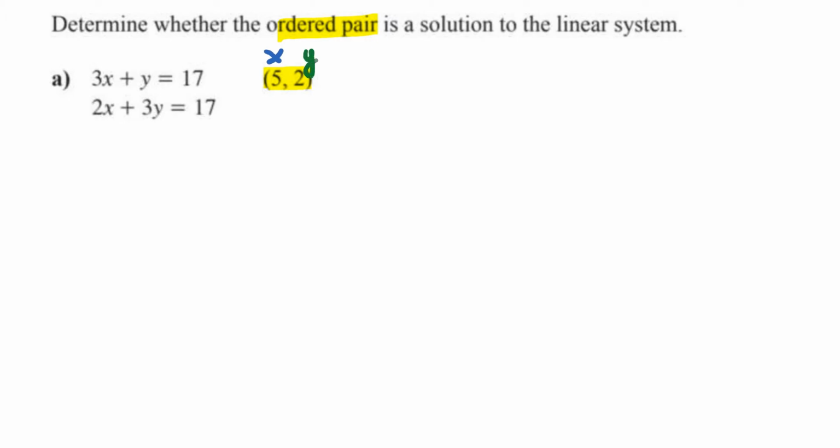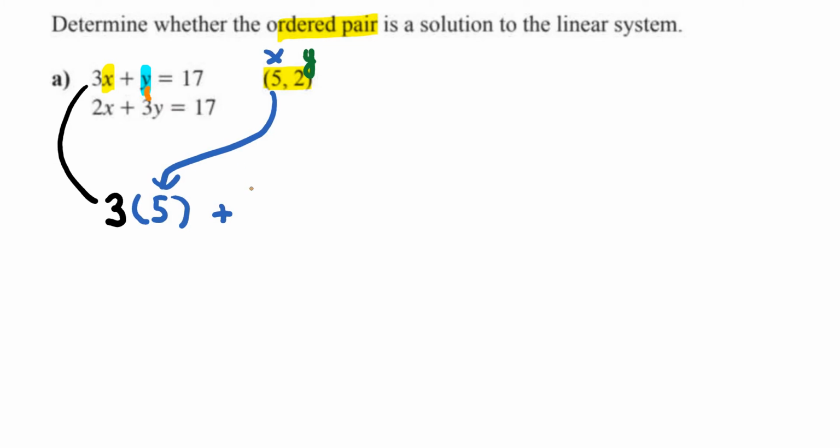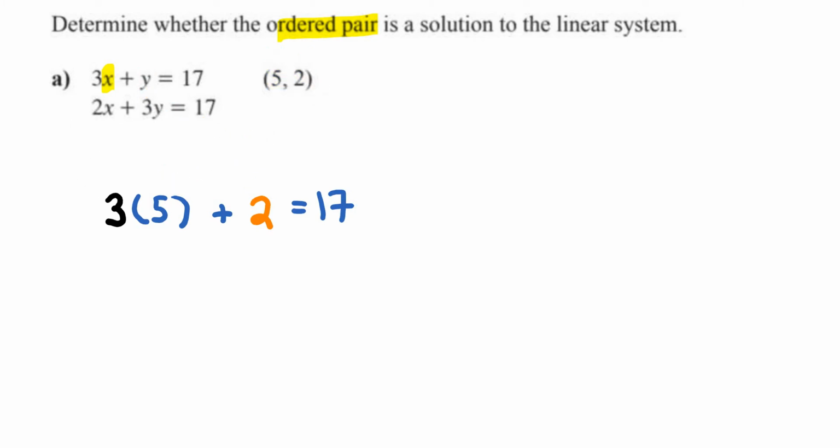All right, so what you're going to do now is anytime you see an x and anytime you see a y, you're going to replace those with 5 and 2. So if we do that over here, this will be 3, and we're not going to times by x, but we're going to times by 5, right? Because x has a value of 5. Plus, now what is the y value here? The y value is 2, right? So I'll put a 2 here, and that will equal 17. Okay, so we're just replacing x and y with 5 and 2. I'm not sure if that was very clear or not. So basically this 5 replaces that x, and this 2 replaces that y.